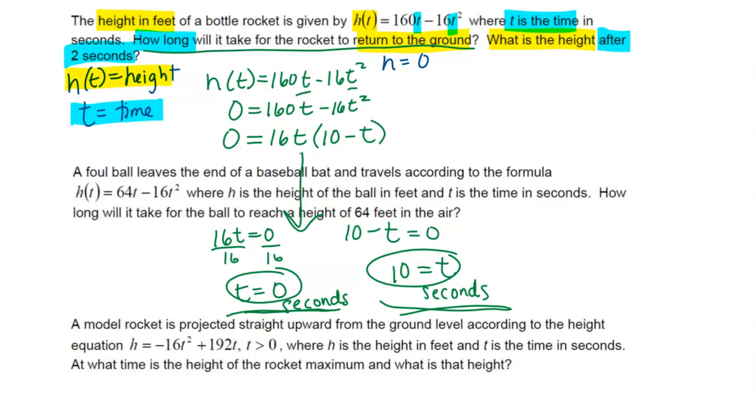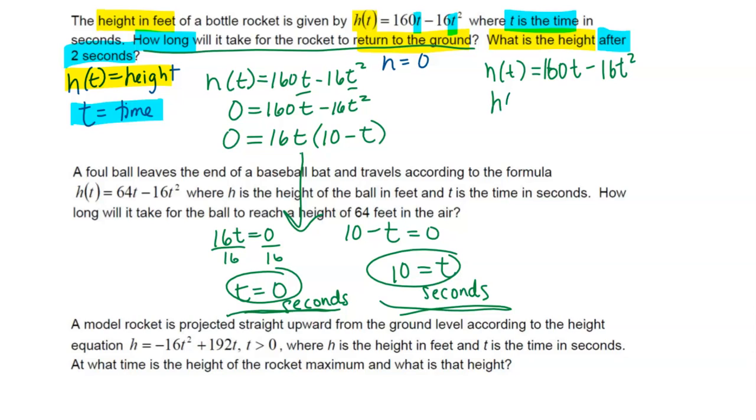Okay, so now that we found it takes 10 seconds to return to the ground, now we can start answering the second question. The second question said, what is the height? So we're looking for h after 2 seconds. So when we're looking at our formula this time, did they give us height or time? They gave us time. So we're going to plug in our 2 seconds everywhere we see time.